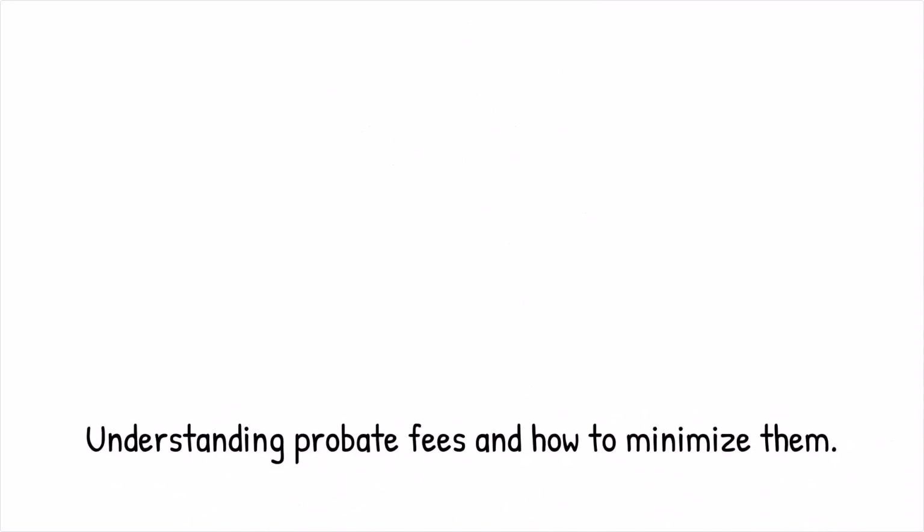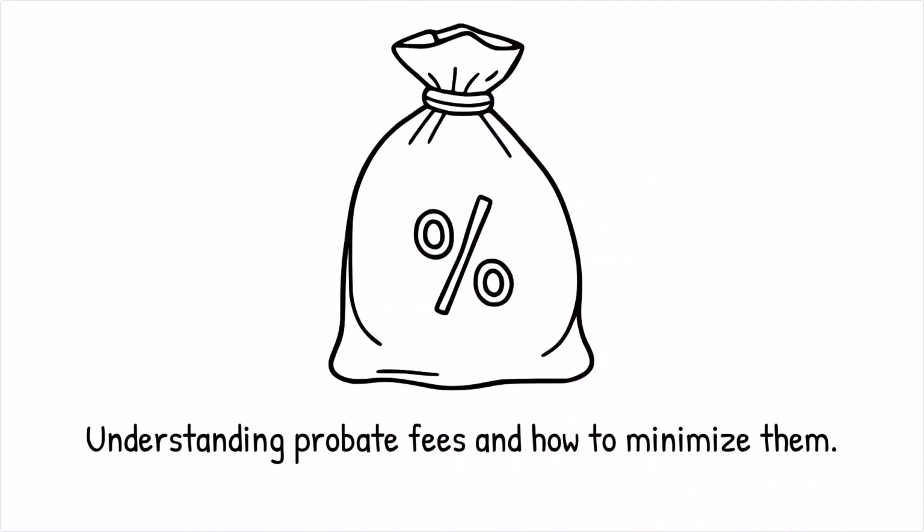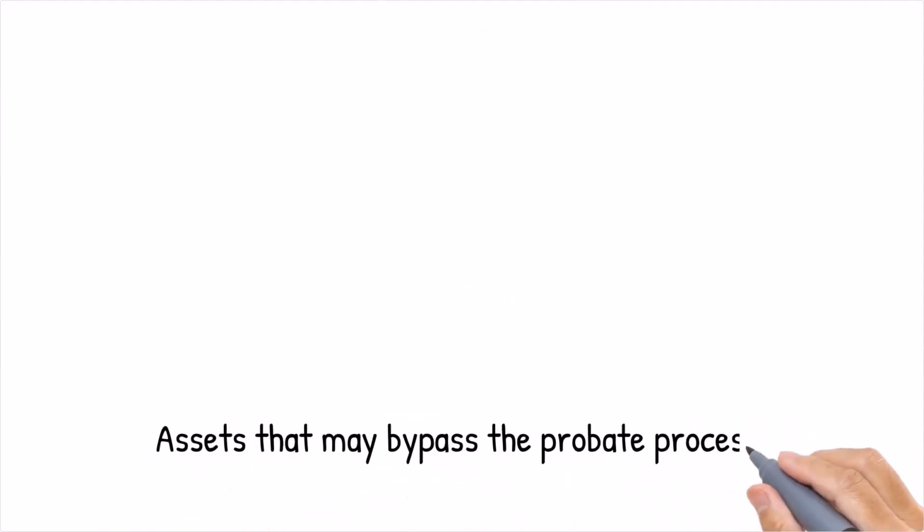How are fees calculated? Well, fees are calculated based on the value of the assets in the estate. And in Ontario, the percentage that's paid is 1.5% over $50,000.